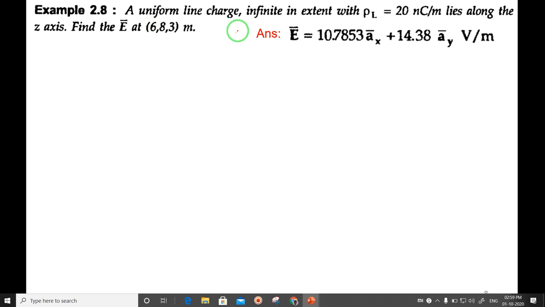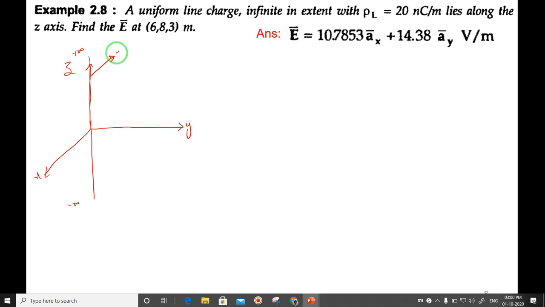A uniform line charge, infinite in extent, with line charge density rho L equal to 20 nanocoulomb per meter, lies along the z-axis. Find E vector at the point (6, 8, 3). So we'll try to draw the diagram first. Without a diagram also we can do it, but it is always better to draw the diagram. So the line charge is along the z-axis. Let me take all three axes, x, y and z. The line charge is placed along the z-axis, an infinite line charge. It varies from minus infinity to plus infinity along the z-axis.